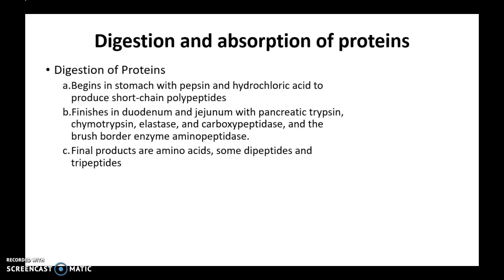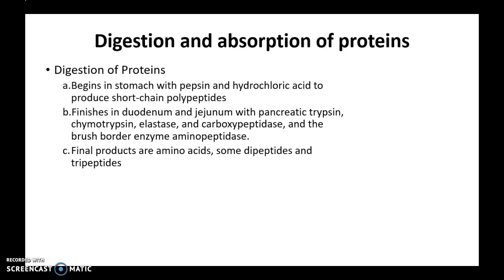Moving on to protein digestion and absorption. Protein digestion obviously starts in the stomach by the action of pepsin and hydrochloric acid, and this leads to production of shorter polypeptide chains. However, protein digestion does continue in the duodenum and jejunum by the action of several other protein digesting enzymes like trypsin, chymotrypsin, elastase, carboxypeptidase, and brush border enzymes.